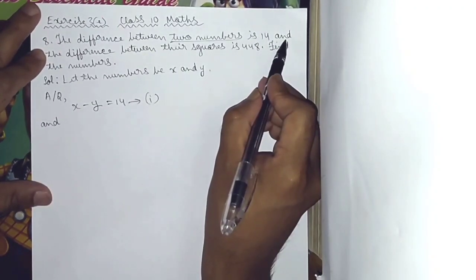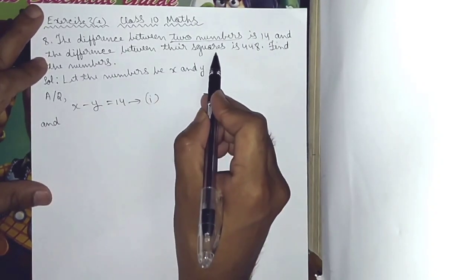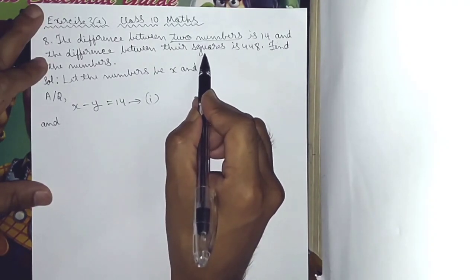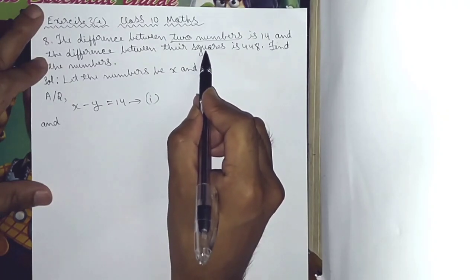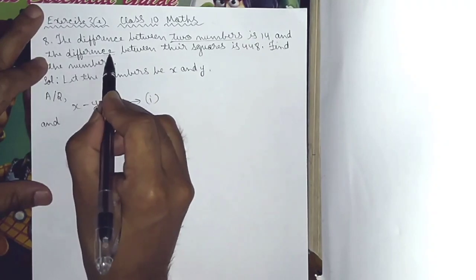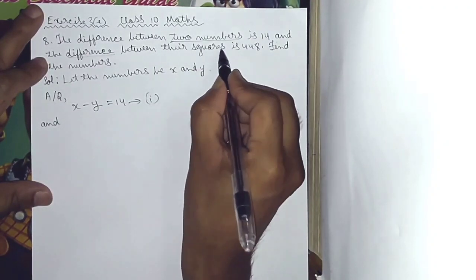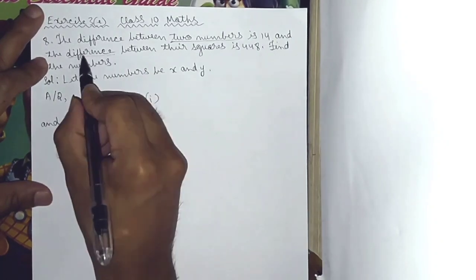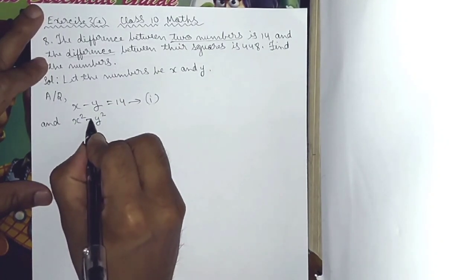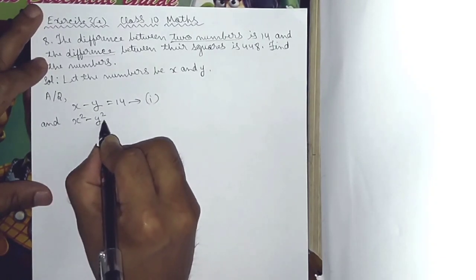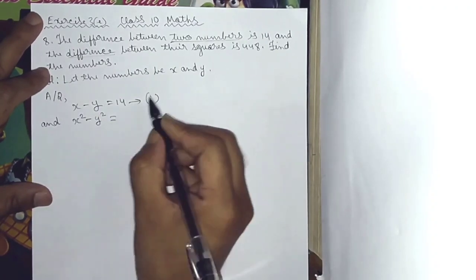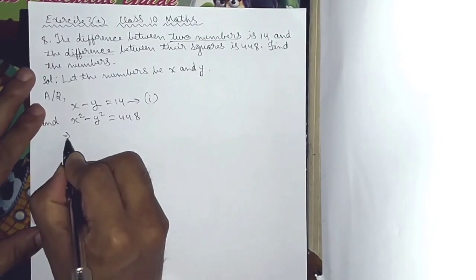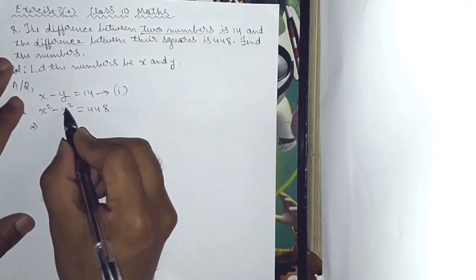And the next equation: the difference between their squares. The difference between their squares is x square minus y square. Yes, the difference between their squares. And this is equal to 448.